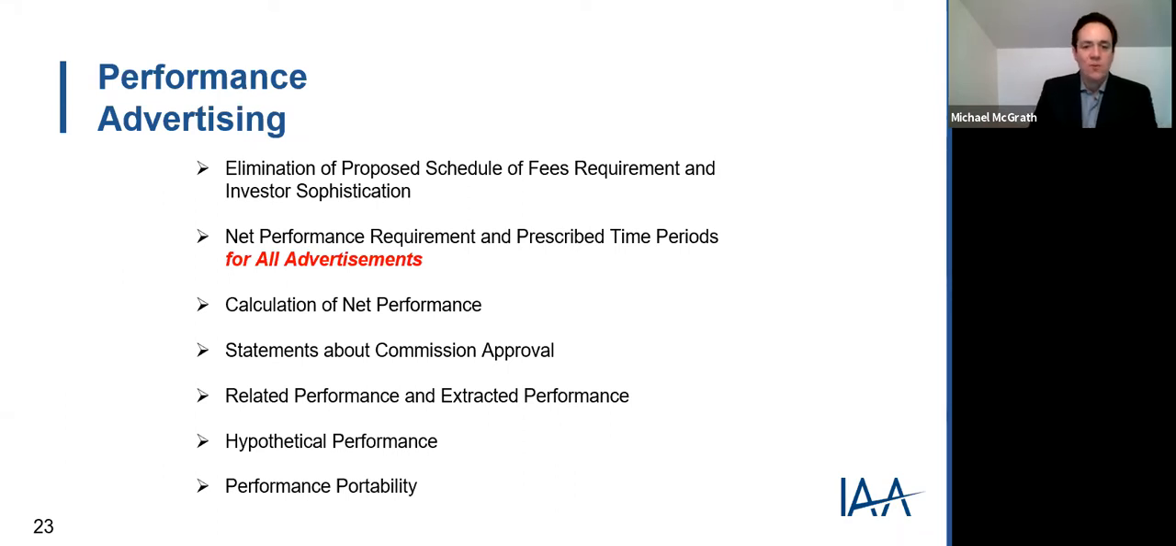But to related performance, one requirement under the rule as proposed was that anytime that related performance was shown, the advisor would need to show the performance of all of the related portfolios, unless excluding one or more portfolios would result in performance that was no better than the performance if they had shown all the portfolios.